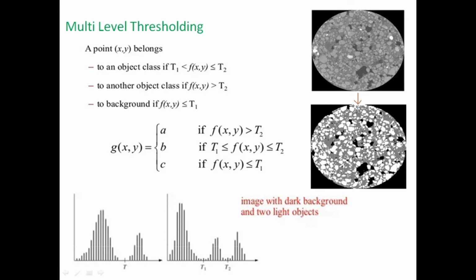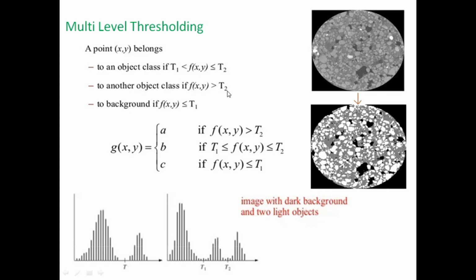That means a point x comma y in the image, because this is my input image f of x comma y, belongs to an object class if t1 is less than f of x comma y, which is less than or equal to t2. Here t1 and t2 are the two thresholds I am taking. So I may have one or more object classes. You can see this object class is pure white in color, that means f of x comma y is greater than t2.